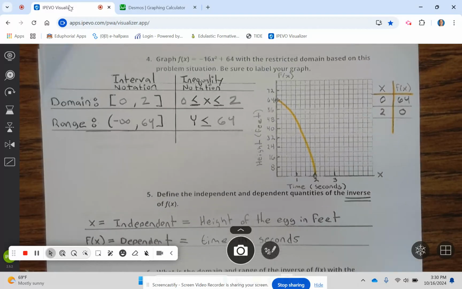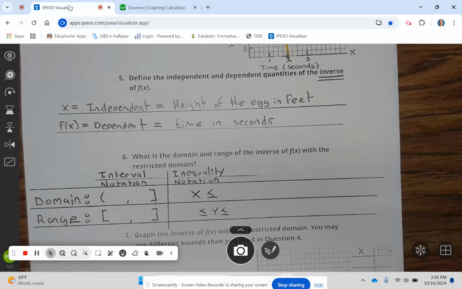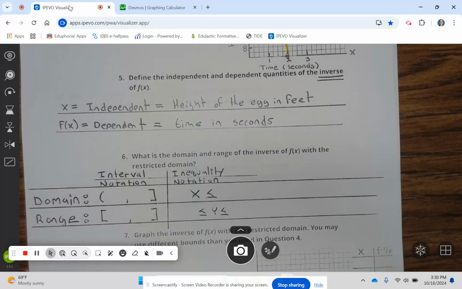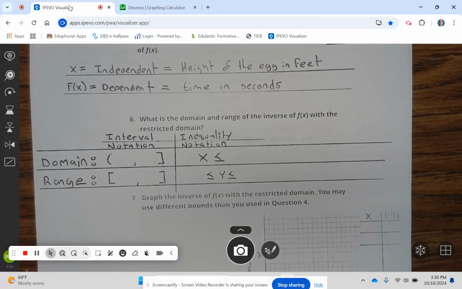All right, let's take a look at number 5. Define the independent and dependent quantities of the inverse of f of x. x is the independent quantity, which is the height of the egg in feet, and f inverse of x is the dependent quantity, which is the time in seconds. All right, let's take a look at 6.